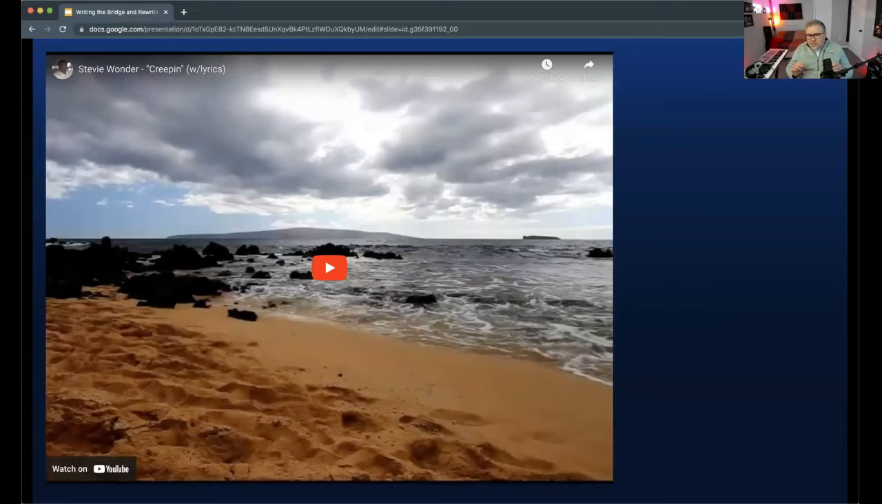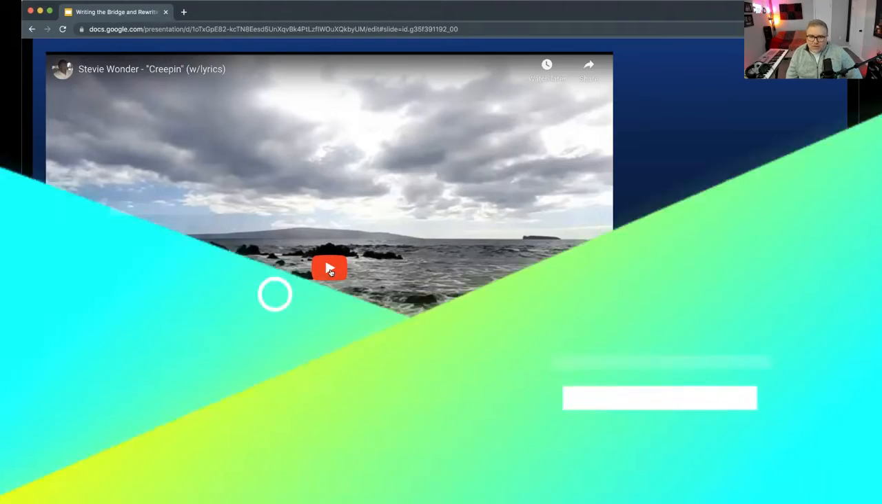So I want you to pay attention to what you feel as the bridge. And again, learning to feel what the bridge is, you should be able to pay attention to the structure a little bit, and knowing that your bridge is where a lot of contrast happens. See if you can spot where this song has a bridge, and then we'll come talk about it. So this is called Creepin' by Stevie Wonder.